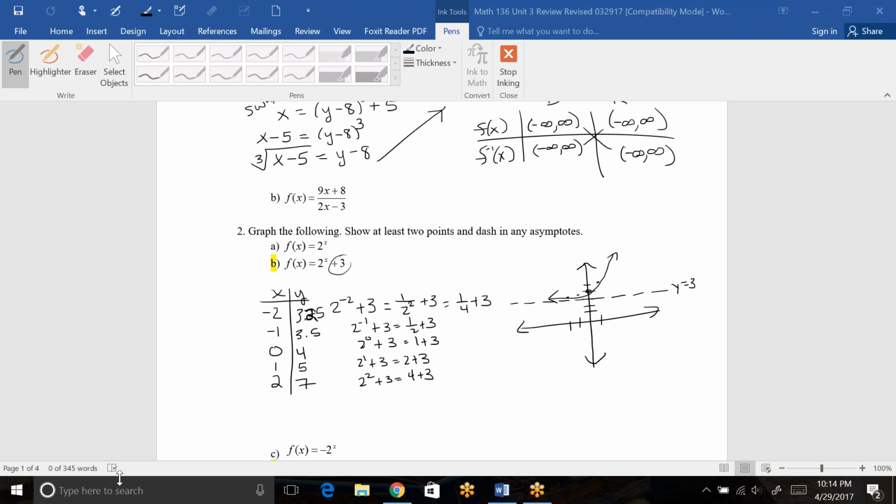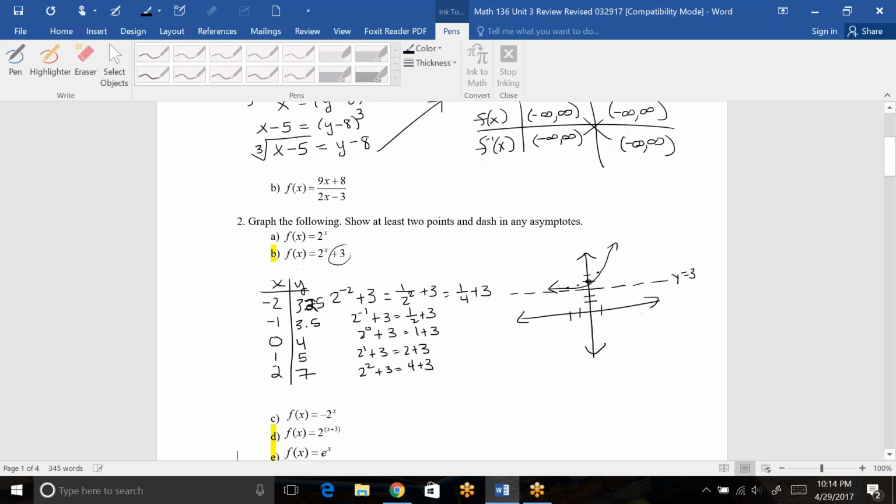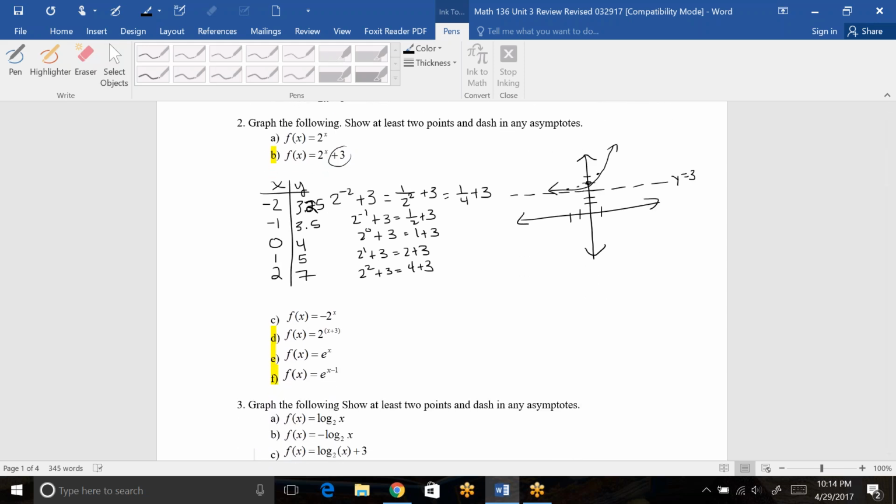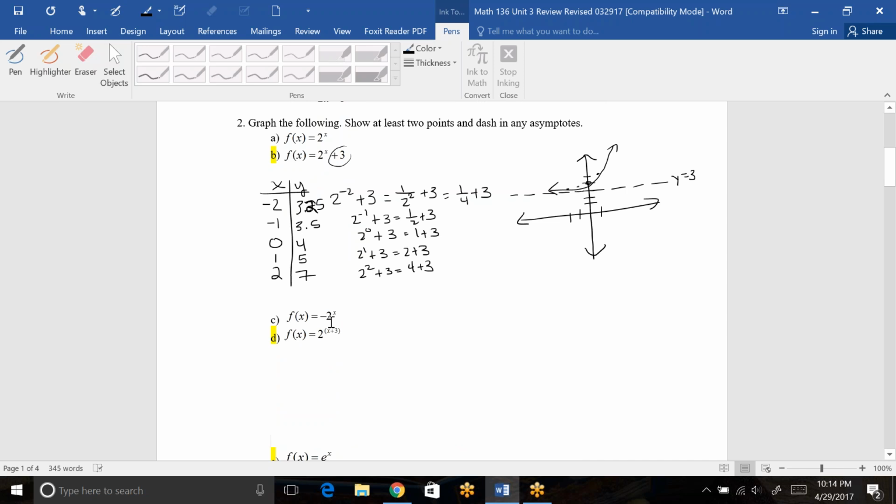Okay, so let's move down. You guys had a couple more from this section. So let's look at, I believe, 2D might have been the next one. Let me scroll it up a little bit. Now notice this one's a little bit different because there is a +3 there, but it's no longer a vertical asymptote. If it's in the exponent, it's going to be a horizontal asymptote.